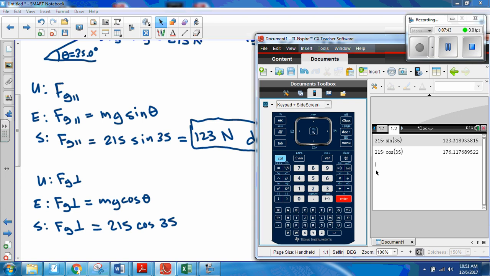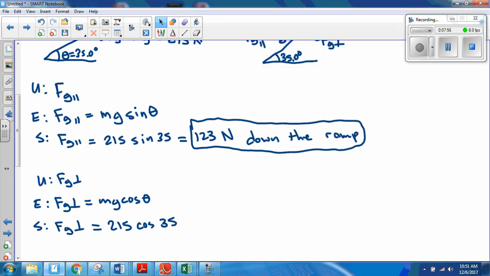All right. So how many sig figs again? 3. So 1, 2, 3. Is the 1 going to make the 6 round up or stay the same? Stays the same. We have 176. 176 newtons.